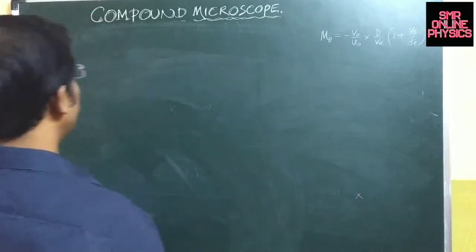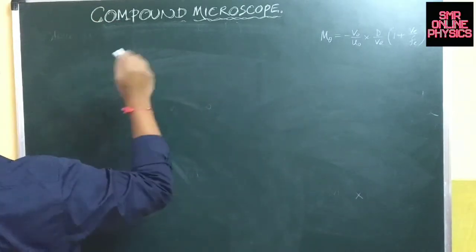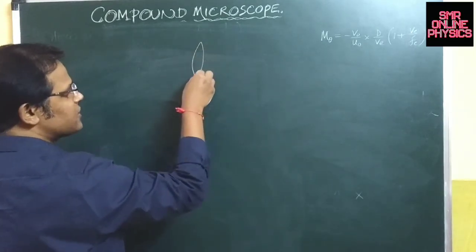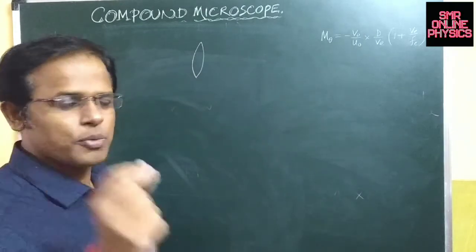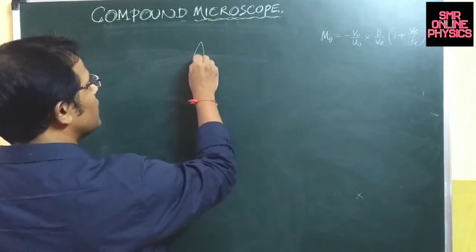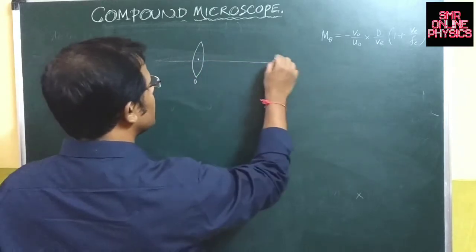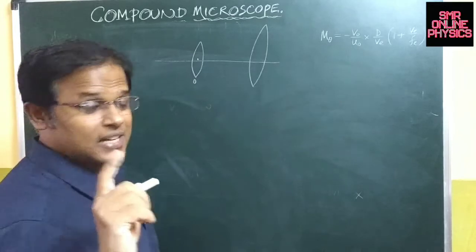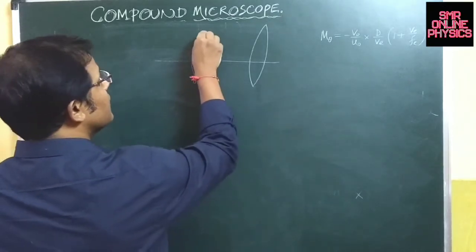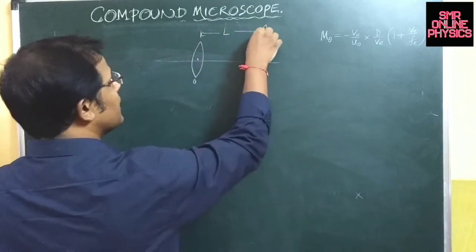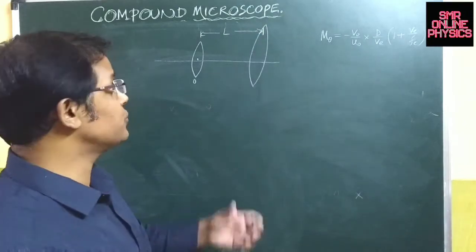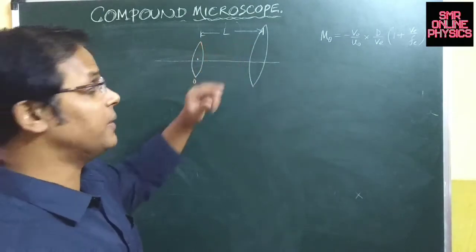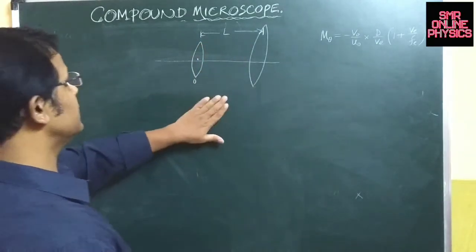Now in terms of the length, what I was showing you, most of the time the objective is a small lens with a very small focal length. This is the objective, and on the other hand you have this eyepiece. They are adjusted in such a way that this length can help us find the overall angular magnification. This is the L between them. So how do we do that?